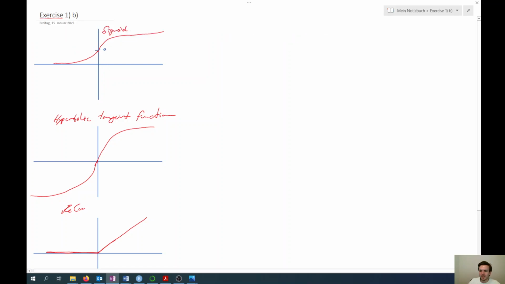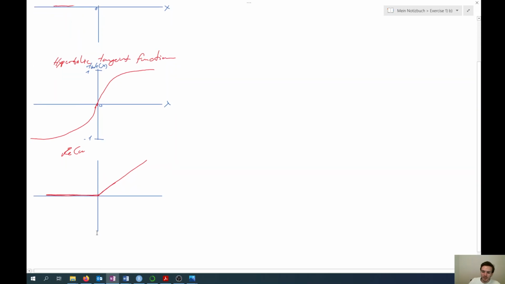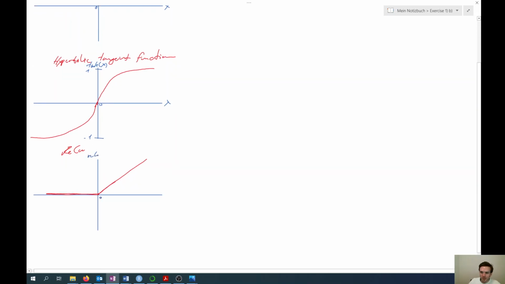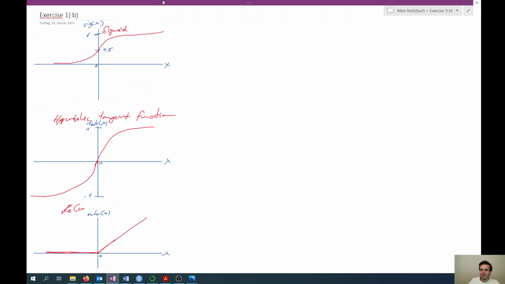So here this should be 0.5. Here would be approximately 1. That's obviously 0 here. This would be x. This axis would be the sigmoid function of x. This would be the hyperbolic tangent function of x. This is 0. This would be 1. Here would be -1. Here would be 0. Value of x and x.